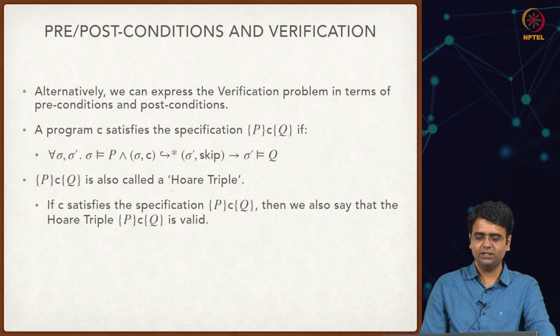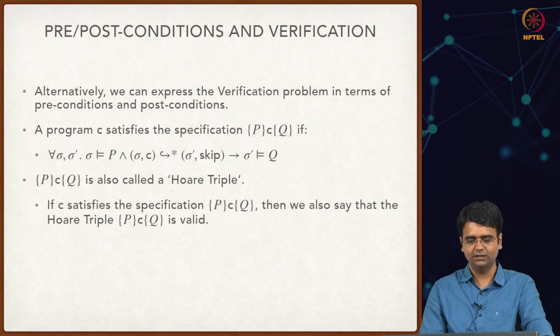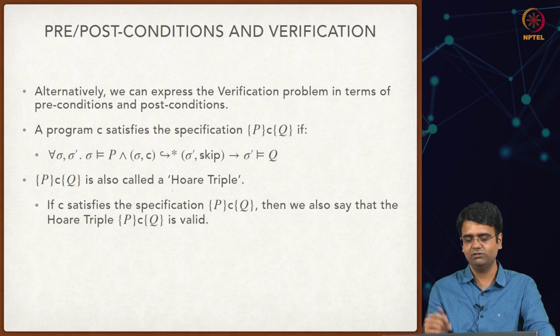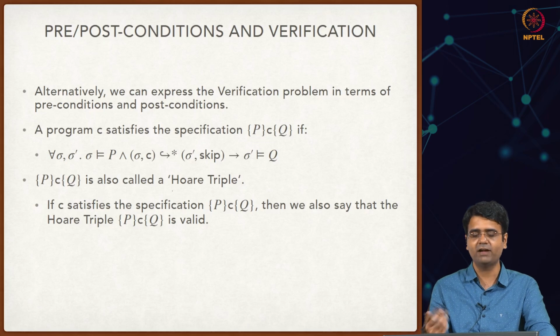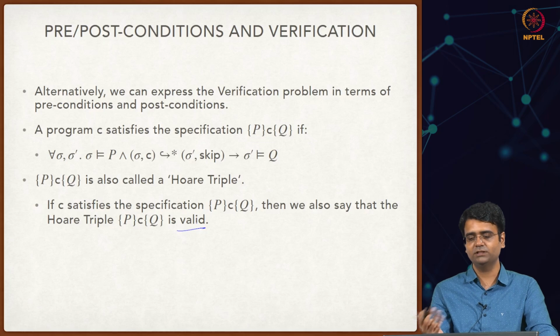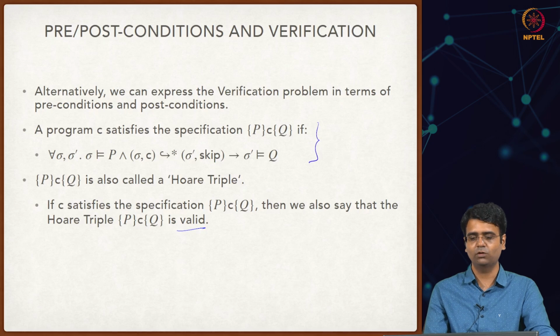So this PCQ is also called a Hoare triple, and so we say that if the program satisfies the specification PCQ, then this Hoare triple PCQ is valid. So going forward, instead of saying that the program satisfies the specification PCQ, we will say that this Hoare triple PCQ is valid. So this valid is not the same as validity in FOL or something. This is just some terminology. So we'll say that this triple PCQ is valid if the program satisfies the specification PCQ, which in turn has this particular meaning, given by this formula.